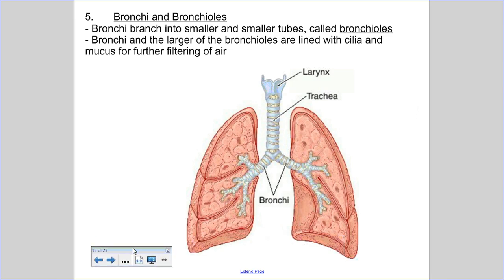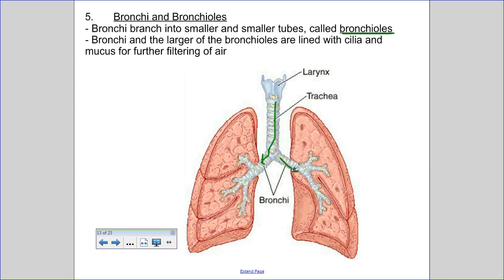Once past the bronchi, you get to the bronchioles. The bronchi will branch into smaller and smaller tubes called the bronchioles. The bronchi and the larger of the bronchioles are lined with cilia and mucus for helping to filter that air. So as that air moves through the trachea into the bronchi, it'll enter into these bronchioles, which are smaller and smaller tubes.